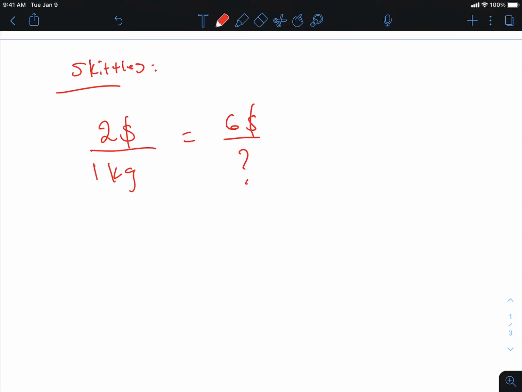3 kilograms of Skittles for $6. That's a sweet deal, pretty cheap. We can all look at that and go, okay, this makes 100% sense, right?